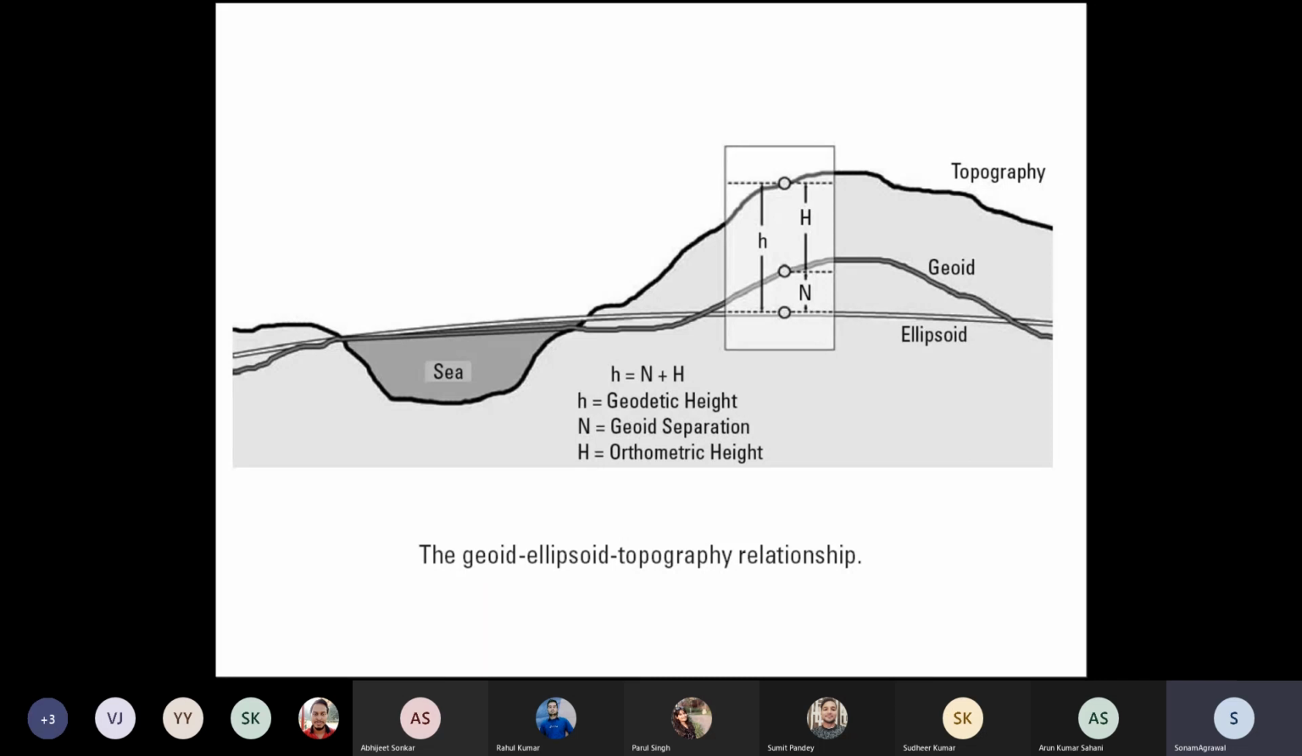Now based on this, there will be a height: there can be orthometric height, there can be geodetic height, and then there is another term called geoidal suppression. We will come to all these terms, but there will be a 10-minute break, because it is suggested that the lecture will be of 50 minutes. We will resume the class at 12 o'clock and learn about all these three.